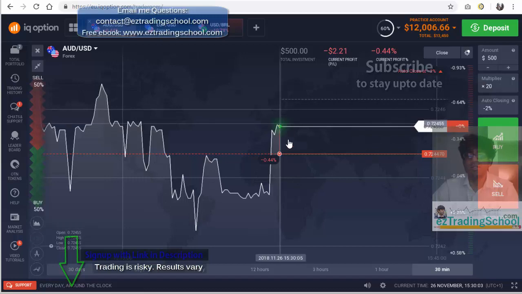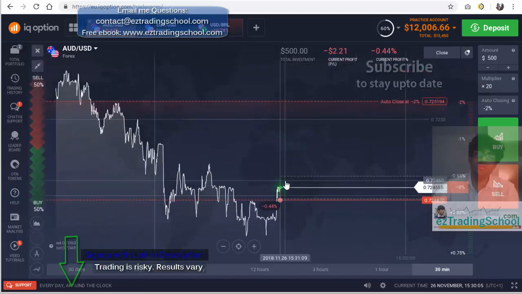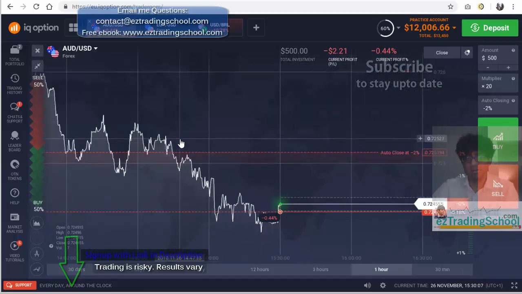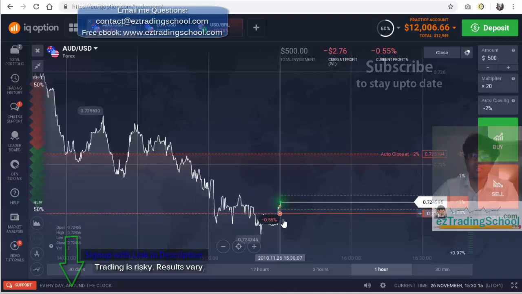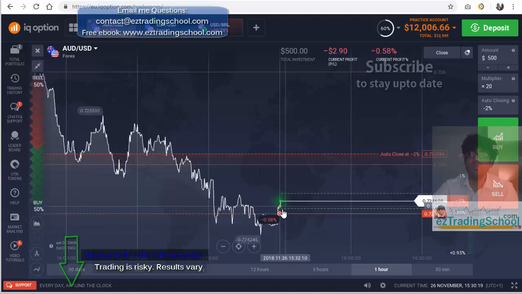I know it's going up, but it's going to come down, because according to the price action analysis, the price of the Australian dollar is going down. So this is where I've placed the trade, and I don't have to sell the trade. I know it's going upwards, but it will come down, and this one should close in profit.